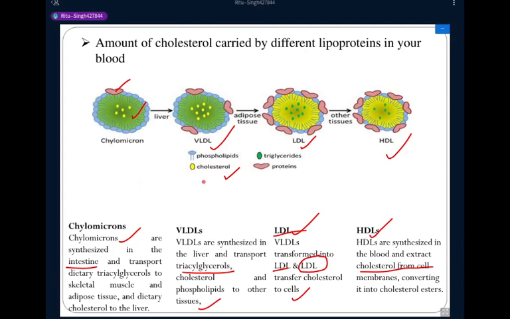These different types of lipoprotein in your blood help in the transport of lipids in your blood, and when these lipids are deposited in the artery wall, the increased level of lipid in the blood may cause heart attack and other cardiovascular disease. Okay, is it clear to everyone? Have you any doubt?